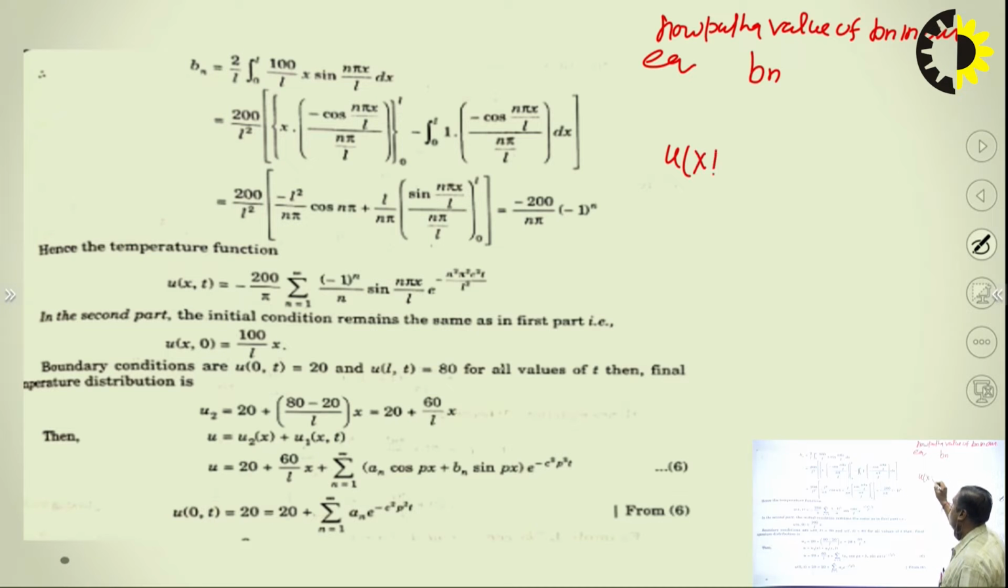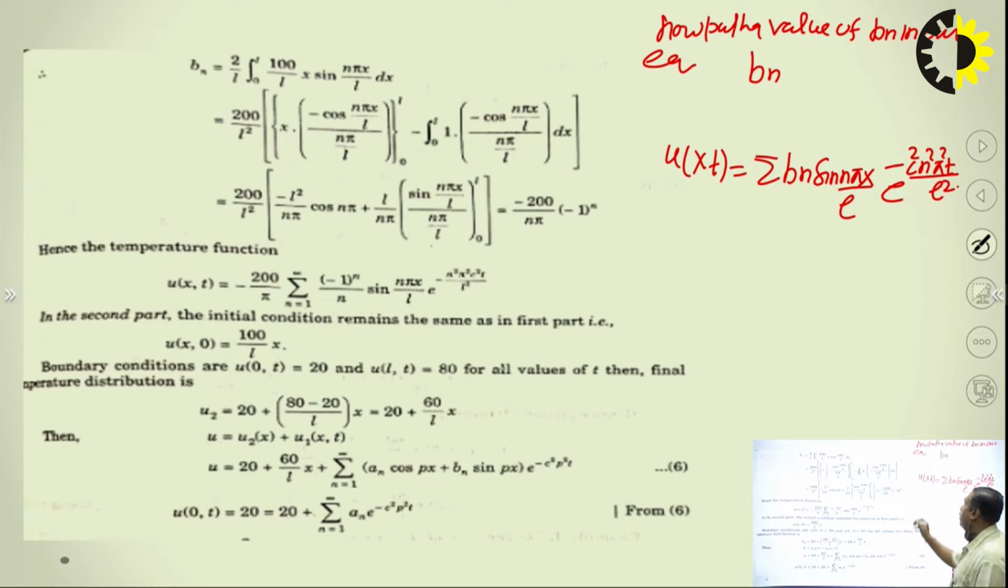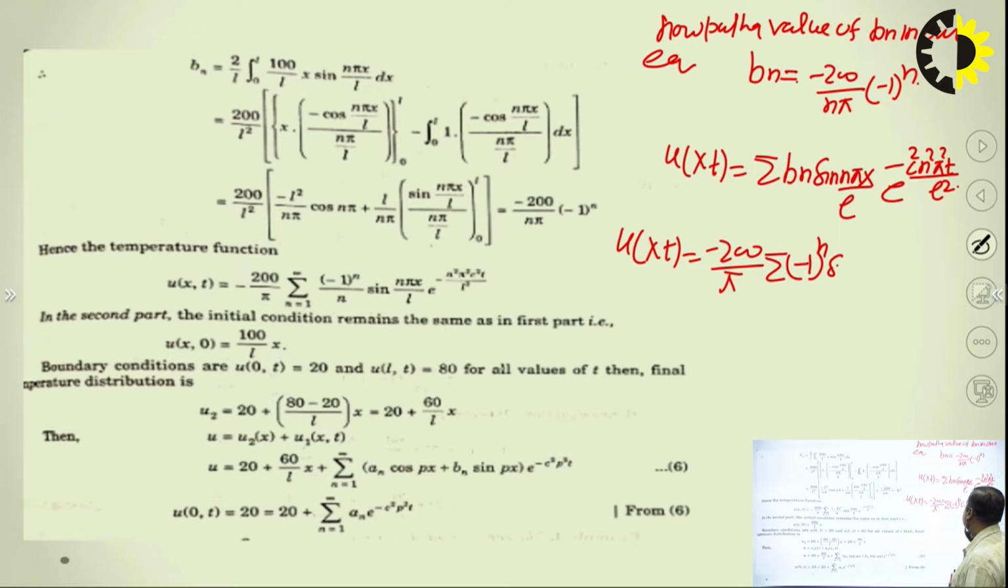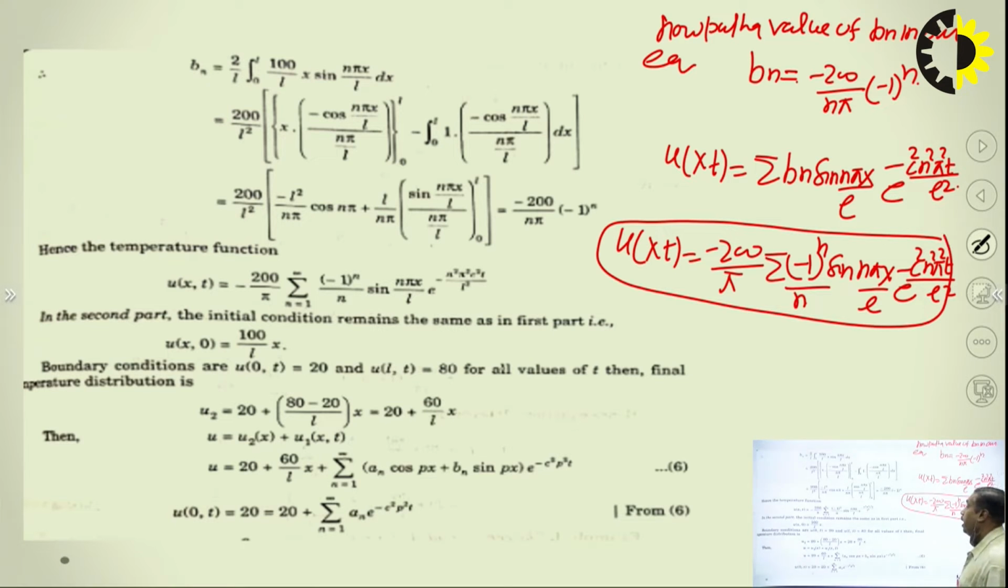then u(x,t) is equal to summation Bn sin(n pi x upon L) e to the power minus c square n square pi square t upon L square. Bn we have calculated, minus 200 upon n pi minus 1 to the power n, putting this value in this relation. Then u(x,t) is equal to minus 200 upon pi summation minus 1 to the power n upon n sin(n pi x upon L) e to the power minus c square n square pi square t upon L square. u(x,t) is equal to this, and then we have found the solution in the previous case.